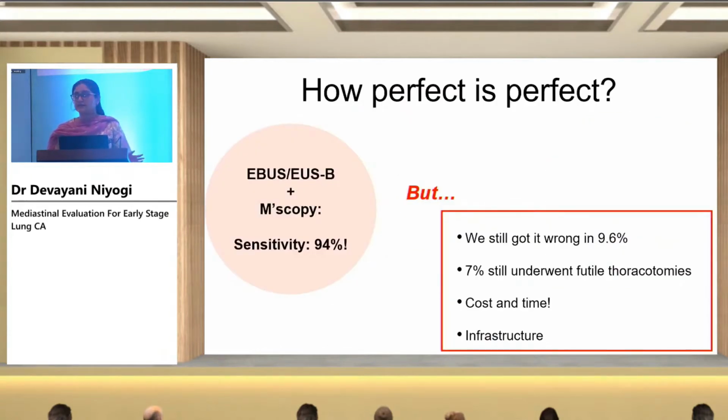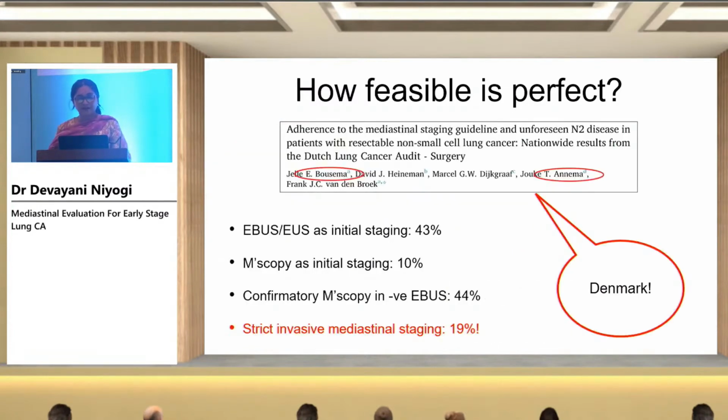So we've seen what is perfect. We've seen the guideline, negative EBUS needs to go for a mediastinoscopy. But how perfect is perfect? So we saw in the ASTER trial that a combination of the two gives us a sensitivity of 94%. But we still got it wrong in 9.6% after doing all this. 7% still underwent futile thoracotomies. People ended up paying more just to stage their mediastinum. They ended up waiting more for their final curative intent surgery. And to be honest, how many centers in India have an infrastructure that can give you EBUS and mediastinoscopy just at the drop of a hat?